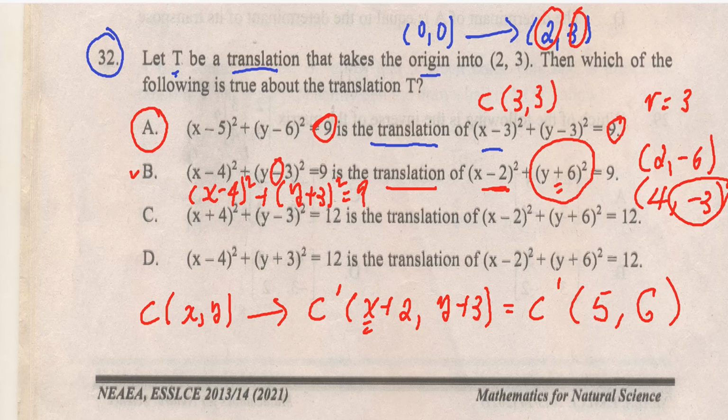So here it is negative 3, but this one is positive 3. Therefore this is not an answer, which is false. Similarly C is false, and D is also false. So if your answer is at choice A, then you have to move to the next question to save time.